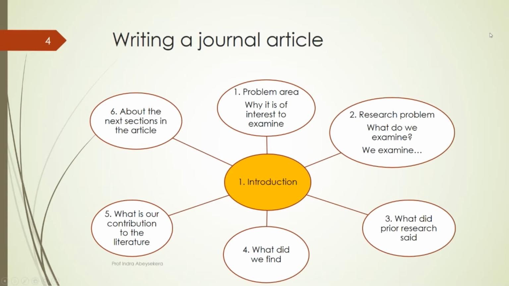In the main article, the first section is the introduction. It starts with outlining the problem area. Why is it of interest to examine that problem area? Second, stating the specific research problem. Third, briefly outlining what prior research said.